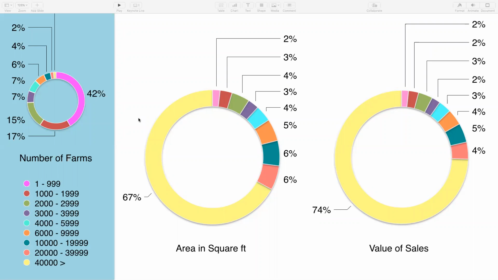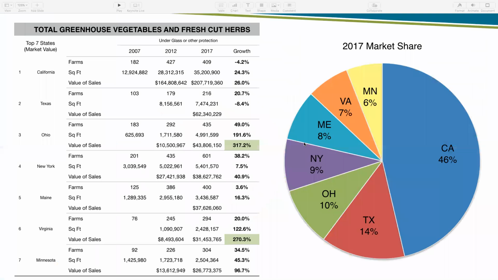Wonderful. All right. Let's take a look at some of the data now, what is available at the Census of Ag. I tried to do some analysis looking state by state for the categories that were available. So the first one, total greenhouse vegetables and fresh cut herbs. Keep in mind again that here it combines the numbers from tomatoes and the other greenhouse vegetables.